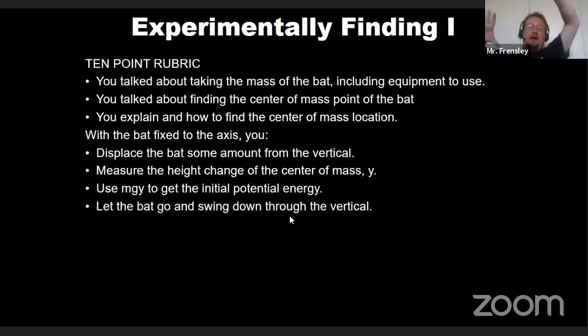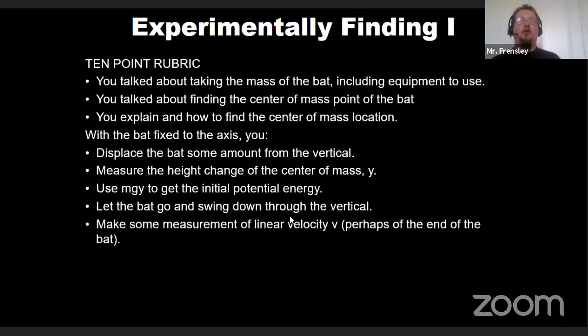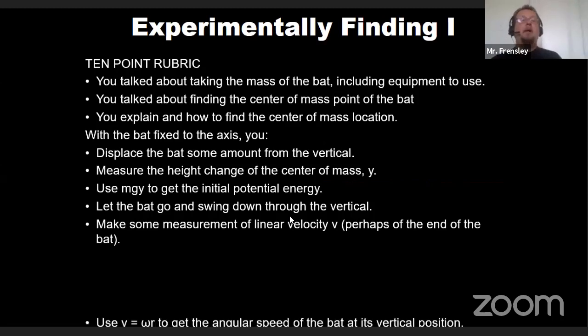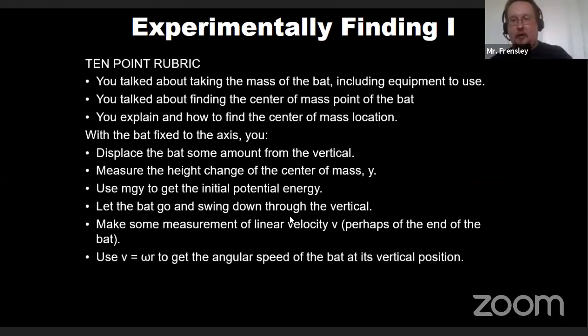Now you're going to take the bat, you're going to let it go, and it's going to swing through the vertical. So now you got to talk about how you're going to find the speed of it as it goes through the vertical, right? So you could use a photogate, or you could use maybe a video, where you go frame by frame in the video or something like that. But how did you find the speed through the center? Then you use v = ωr to get the ω. So the r would be the distance from the pivot to wherever you were watching to get the v, right?